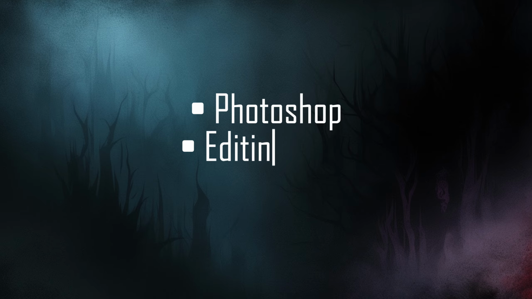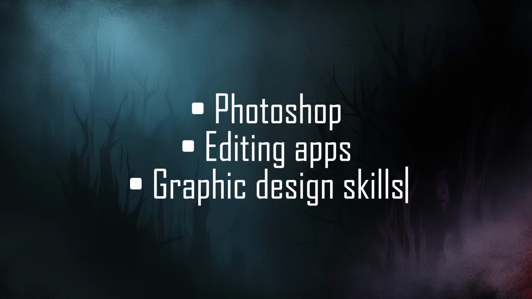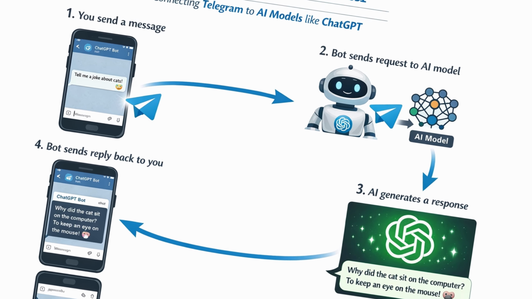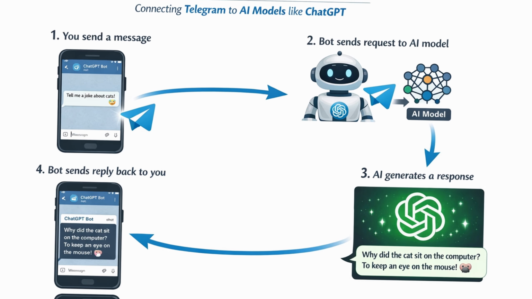The bot analyzes the image and generates the edited version. This is powerful because everything happens inside Telegram. You don't need Photoshop, editing apps, or graphic design skills. Just describe what you want and the AI will generate it for you. The bot simply converts your message into a prompt, generates the image using AI models, and sends the final result back to your chat. So that's how you can generate and edit images using a ChatGPT bot inside Telegram.